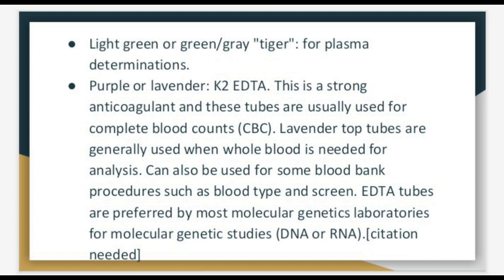The next one is the purple or lavender vacutainer, which contains potassium EDTA as an additive. This is a strong anticoagulant, and these tubes are usually used for complete blood counts. The lavender tubes are generally used when whole blood is needed for analysis, and also for some blood bank procedures such as blood type and screen.